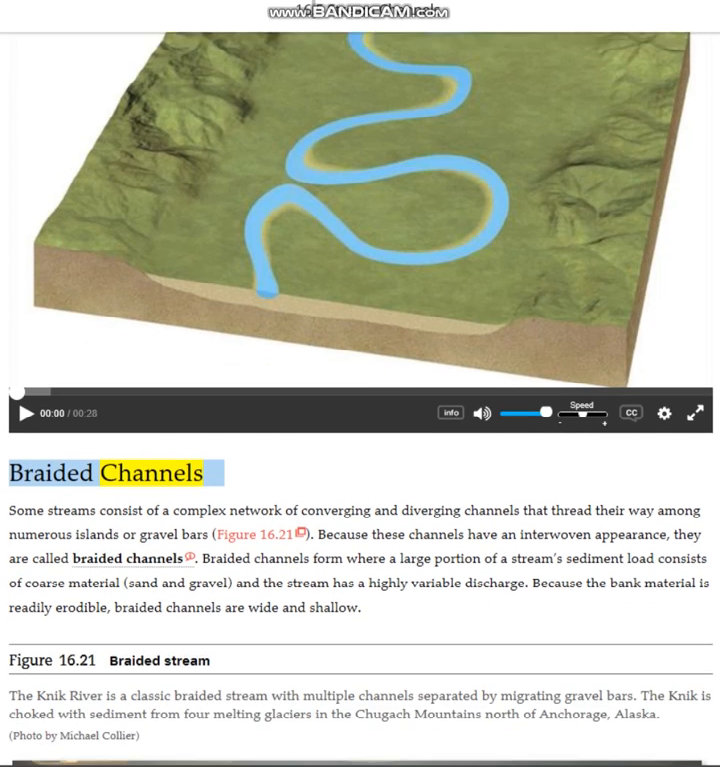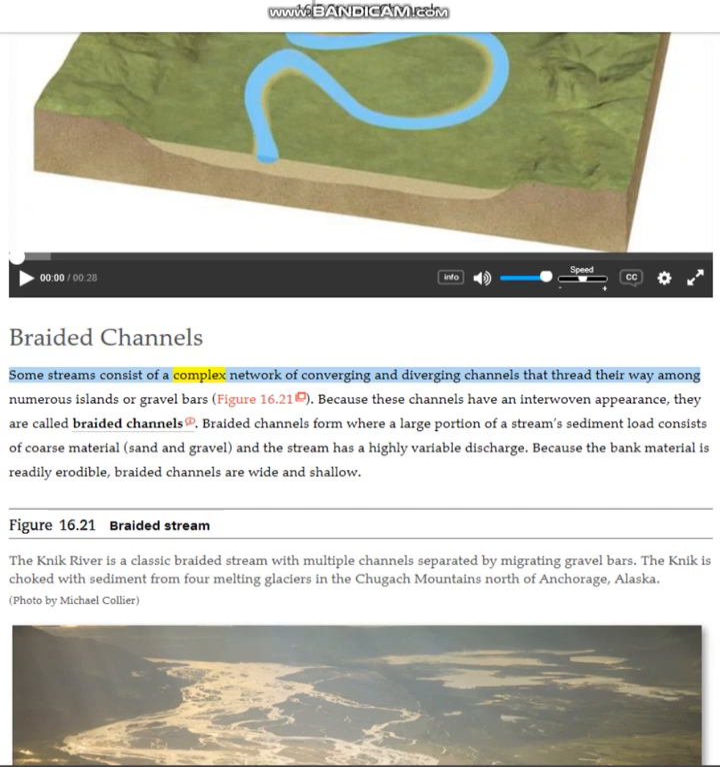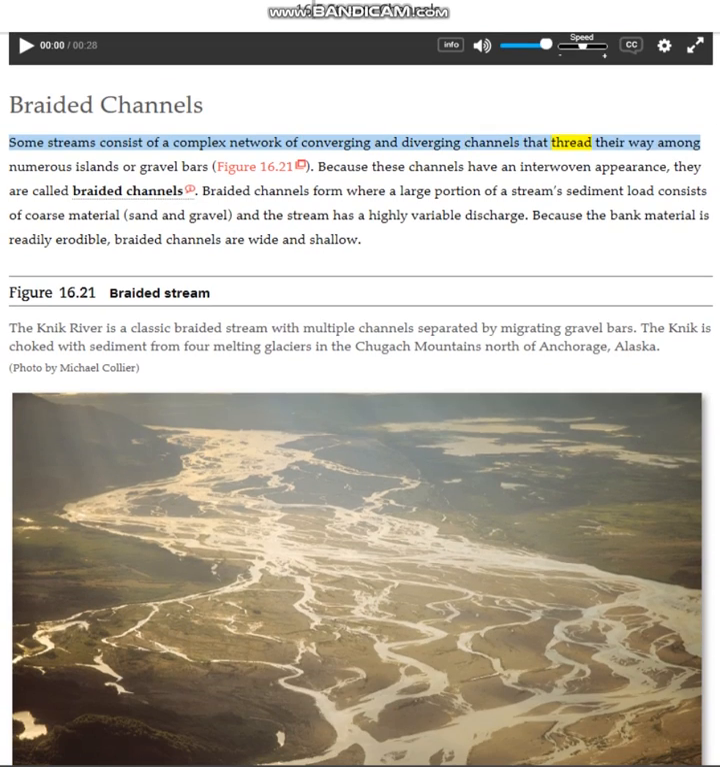Braided channels. Some streams consist of a complex network of converging and diverging channels that thread their way among numerous islands or gravel bars, Figure 16.21. Because these channels have an interwoven appearance, they are called braided channels. Braided channels form where a large portion of a stream's sediment load consists of coarse material, sand and gravel, and the stream has a highly variable discharge. Because the bank material is readily erodible, braided channels are wide and shallow.